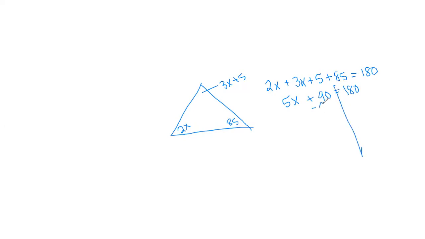All right, so subtract 90 from both sides. That'll get me 5x equals 90. Yep, and then I divide by 5. And that will get me 18. x equals 18.